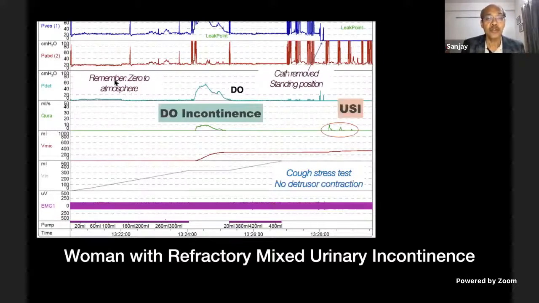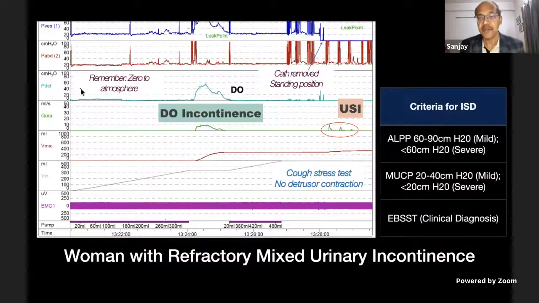Right, and remember, you need to zero to the atmosphere, because you can see here now that when you record the abdominal leak point pressure, if you have not zeroed to the atmosphere, then this 20 centimeters would be the discrepancy in your recording of the abdominal leak point pressure.